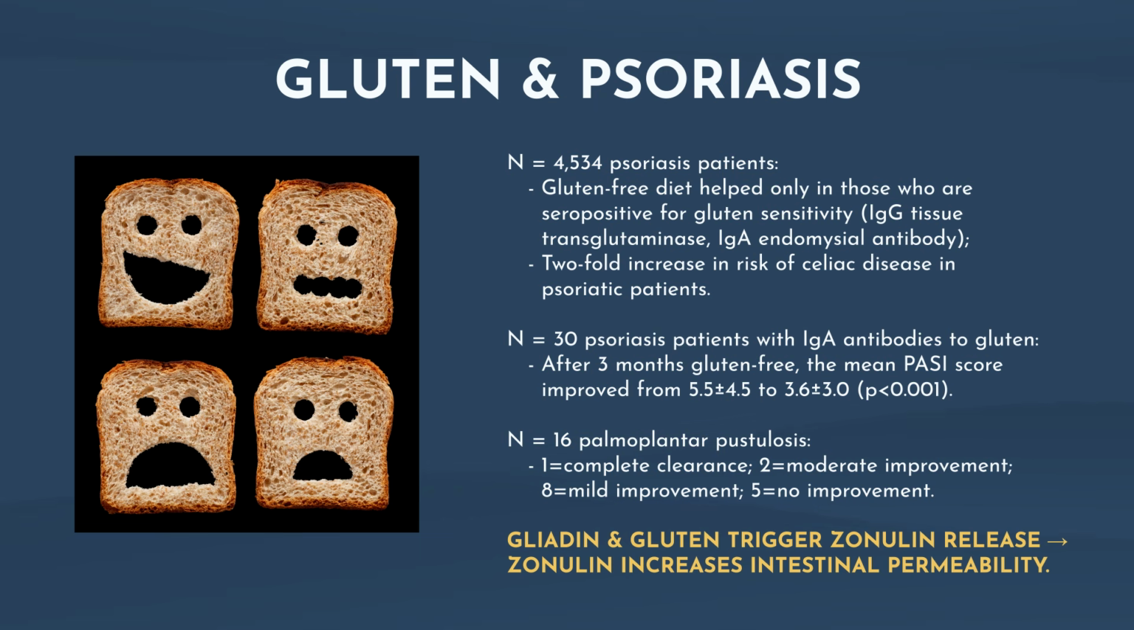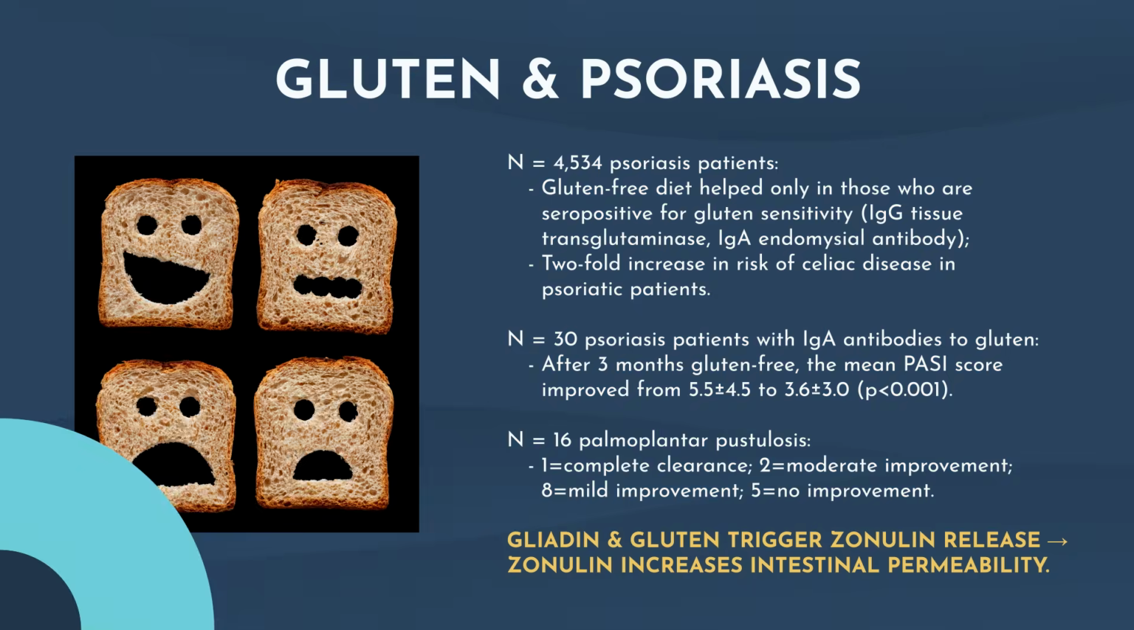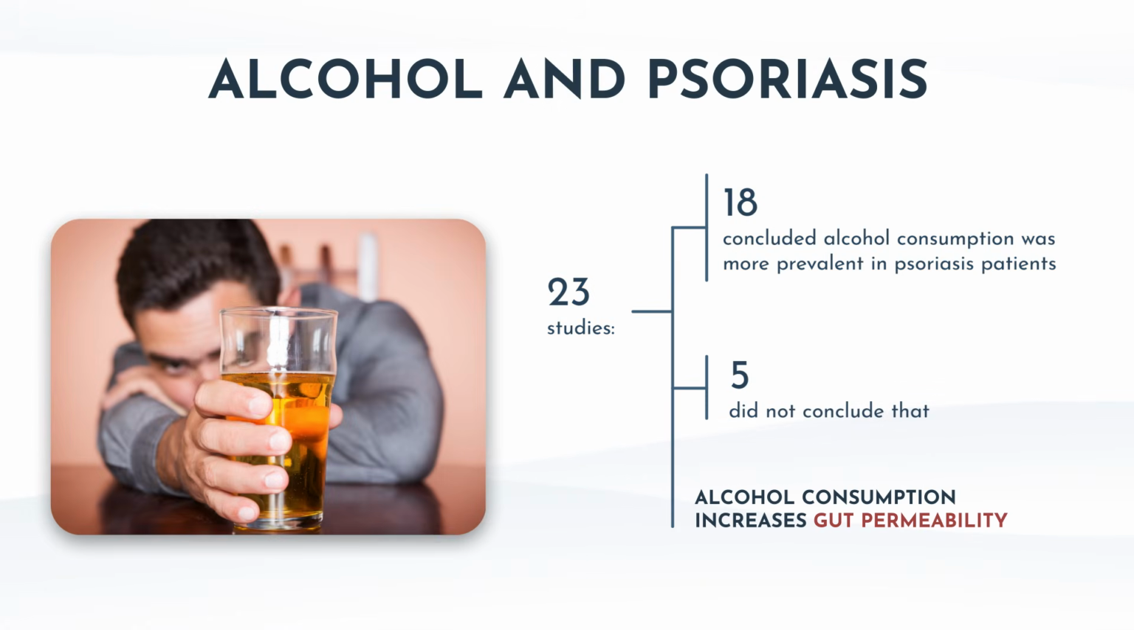We know that gliadin and gluten trigger zonulin release, though, and zonulin increases intestinal permeability. I never recommend that my psoriasis patients eat a lot of gluten because I don't think that it's going to ever be helpful. Okay, what about alcohol and psoriasis?